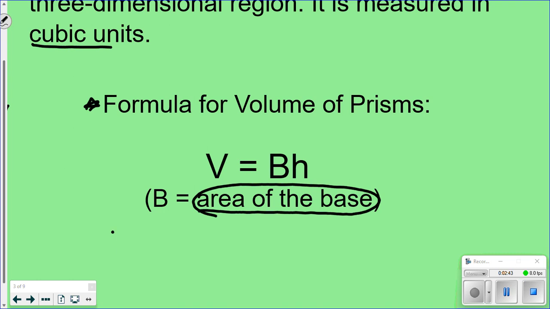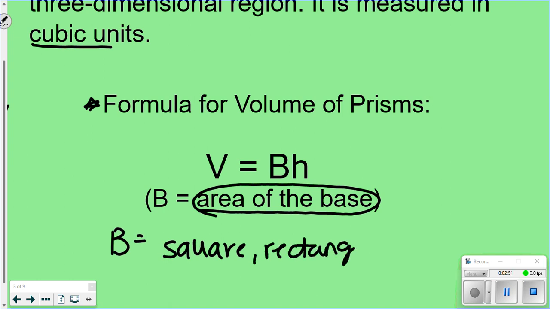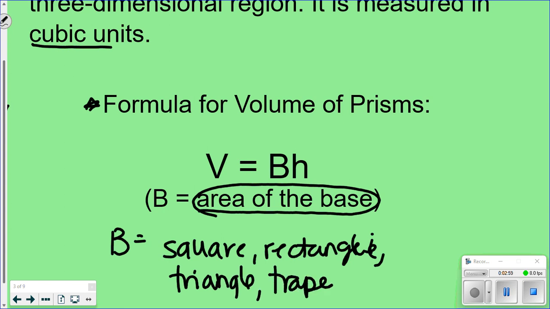So that big B could be a lot of things. Your base could be a square. Your base could be a rectangle. Your base could be a triangle. Your base could be a trapezoid. The big B could be the area of any of these things, and that's why it was so important that we talked about the formulas for the area of these things in the last lesson. So the big B could be many, many things. I'm going to go to the next page. Make sure you have this down, because if you have B, we assume it's the base, but it's actually the area of the base.